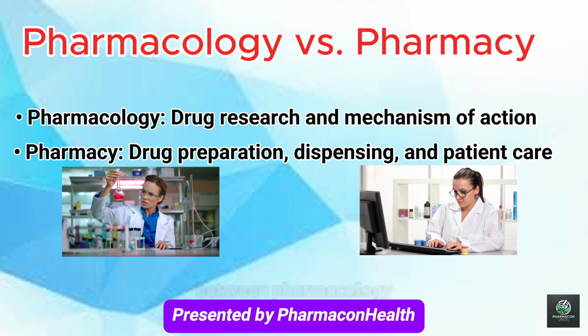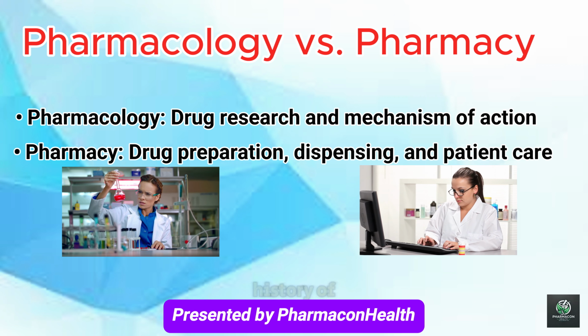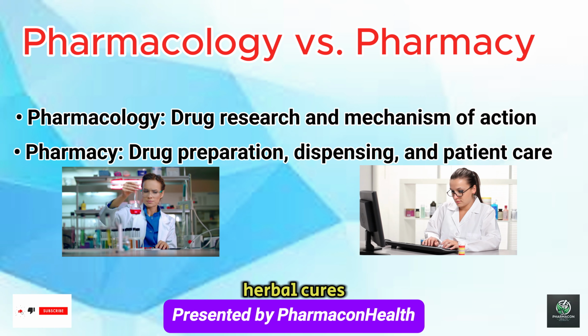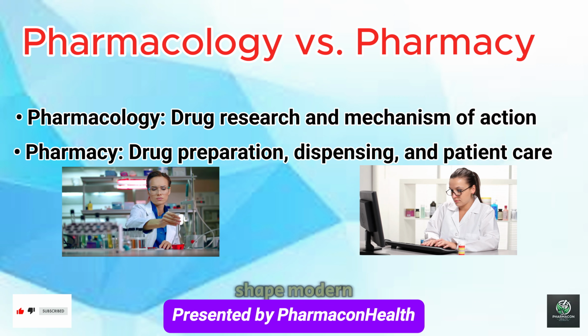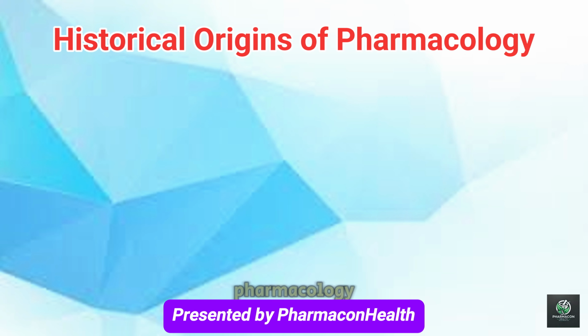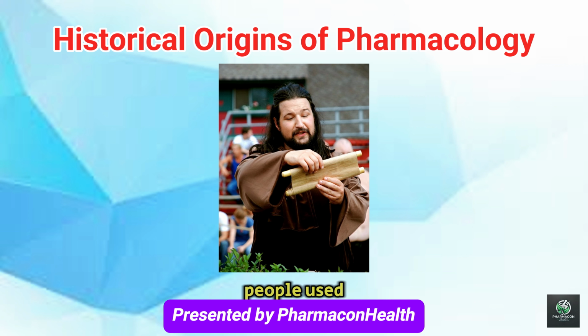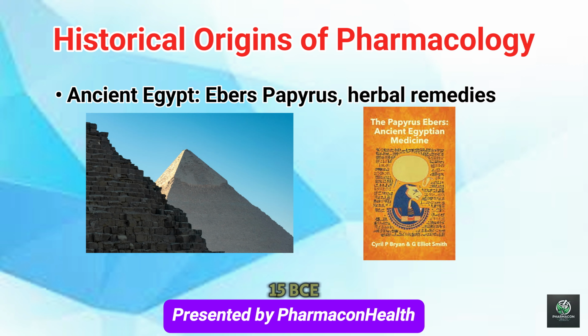Having seen the difference between pharmacology and pharmacy, let us now travel back in time to explore the history of this science, from ancient herbal cures to the discoveries that shape modern medicine. Historical origins of pharmacology. To understand pharmacology, we need to go back thousands of years. Long before modern science, people used observation, tradition, and nature to heal. In ancient Egypt, around 1500 BCE, the Ebers Papyrus listed over 700 remedies. It included natural substances like garlic, honey, myrrh, and castor oil. Some of these are still studied today.